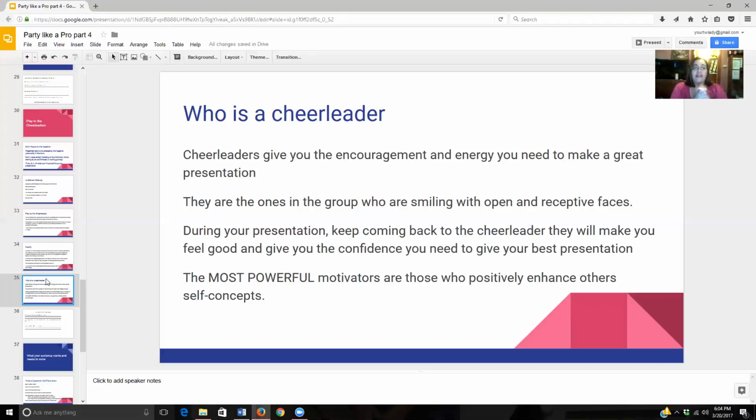During your presentation, keep coming back to that cheerleader, whether you're asking them questions or whether you're just making eye contact. Having that person paying so close attention to you and having that smile on their face is going to make you want to smile back, which is going to make it easier to smile in general. The most powerful motivators are those who positively enhance others and the self-concept. So definitely you want to focus on that cheerleader to bring the power into your presentation.